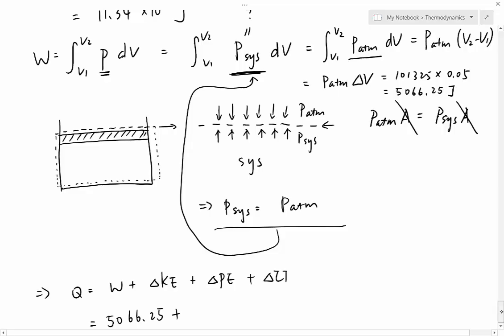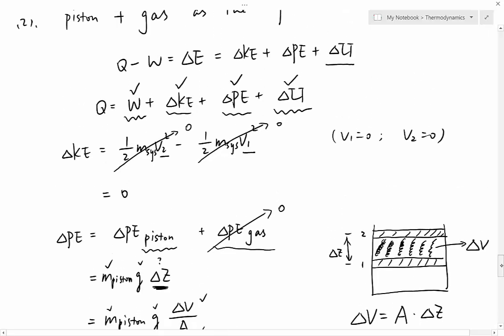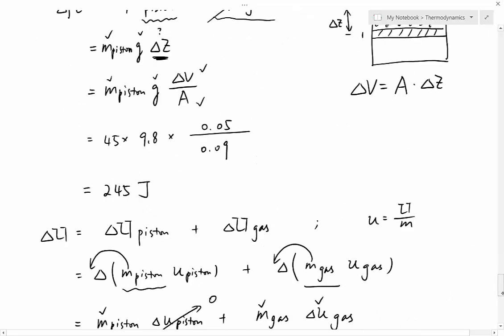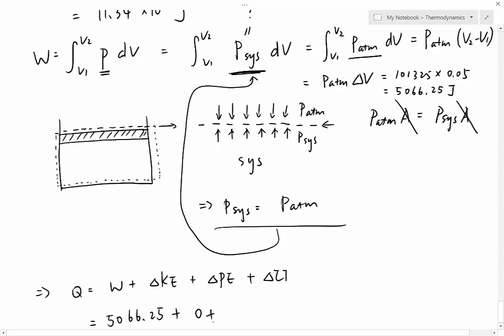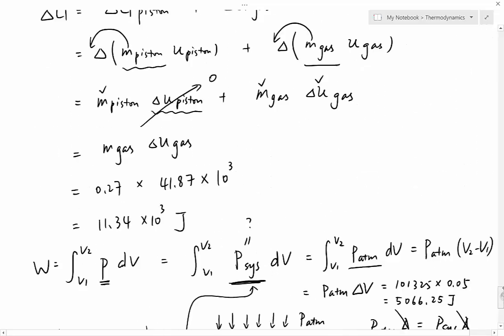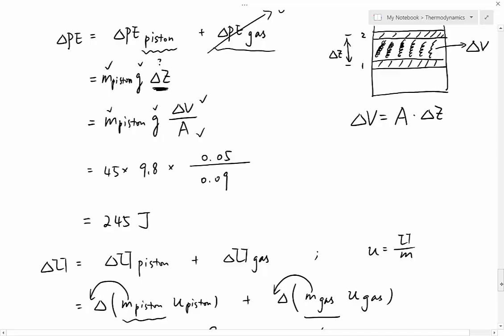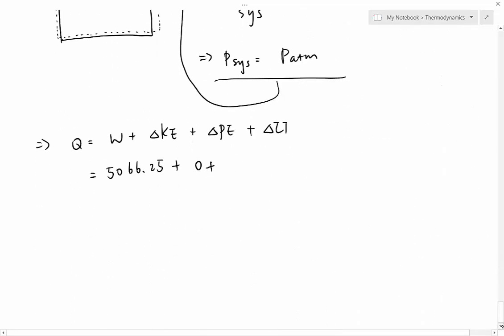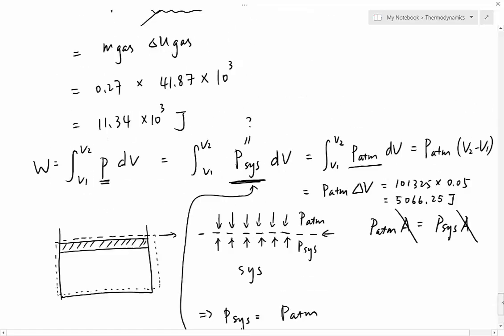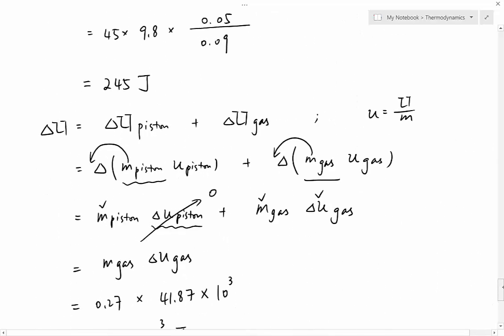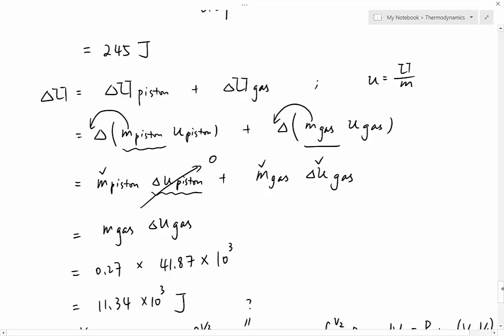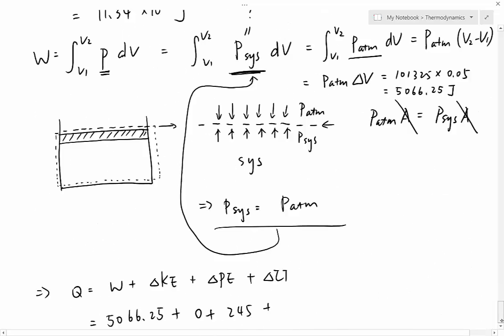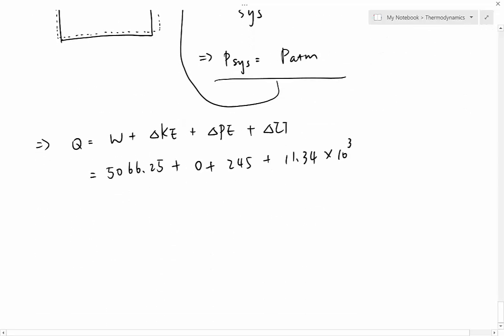Okay, next one, delta KE. Do you remember what delta KE is? Delta KE here is 0, so plug in 0. Plug in delta PE. What is delta PE? Delta PE is right here, 245 joules. And then the last one, delta U. What is delta U? Right here, 11.34 times 10 to the third joules. Okay, so we have everything on the right-hand side.